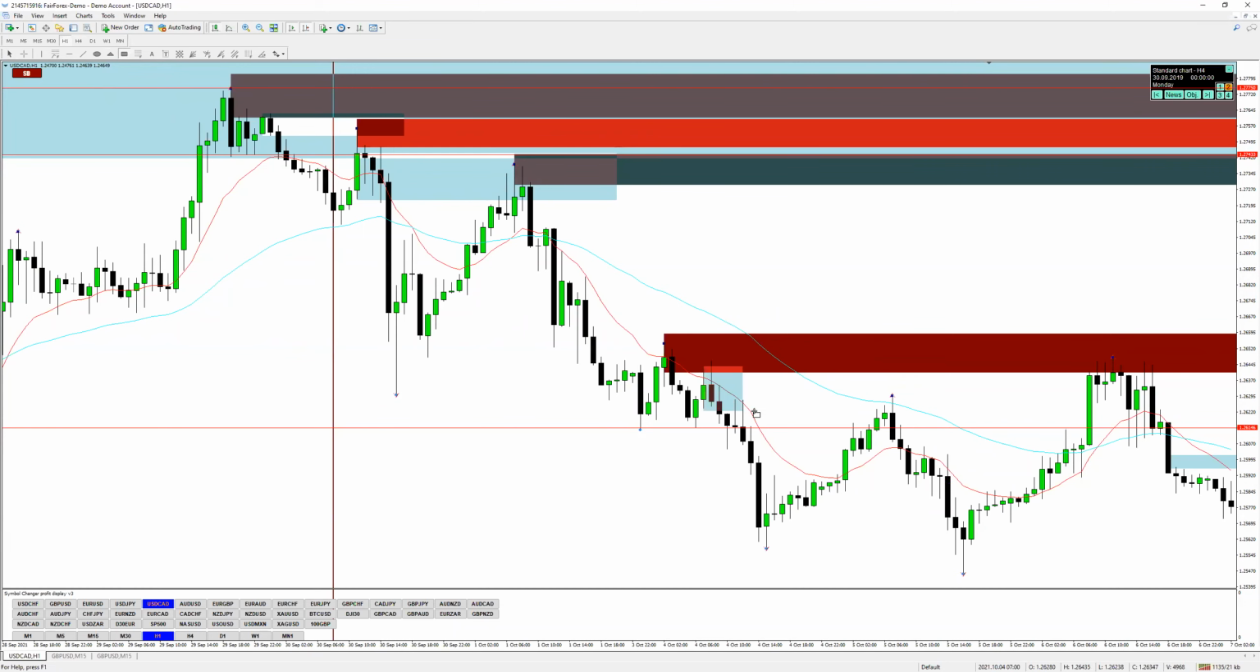Where's our entry? Our only entry is here, guys. It has to come and retest this. What did it do? It came and retested right here. Shift it down. That's significant, and you can do this on any time frame, guys. This is 76 pips. Is this starting to make sense to you guys?